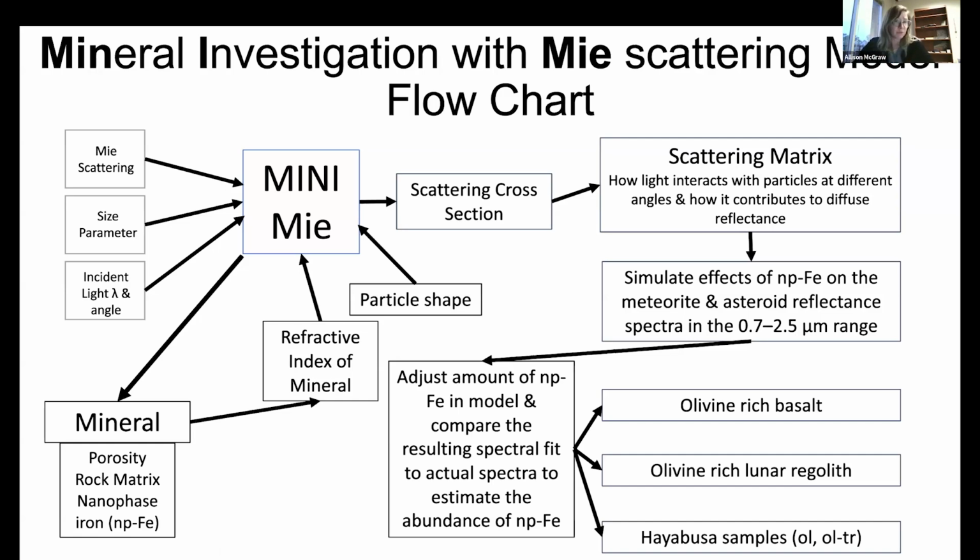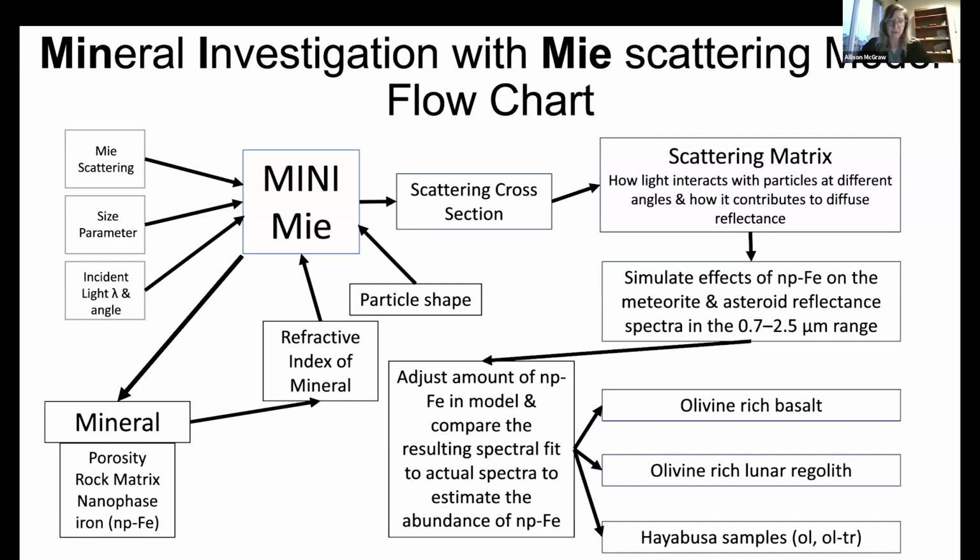I then hope that this can grow to adjust the amount of nanophase iron. If I can quantify how much iron in a spectra is due to nanophase iron or truly within the minerals, perhaps this can help estimate for the surface of the asteroid spectra.